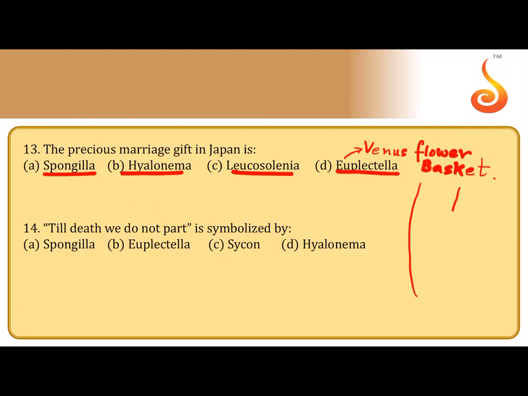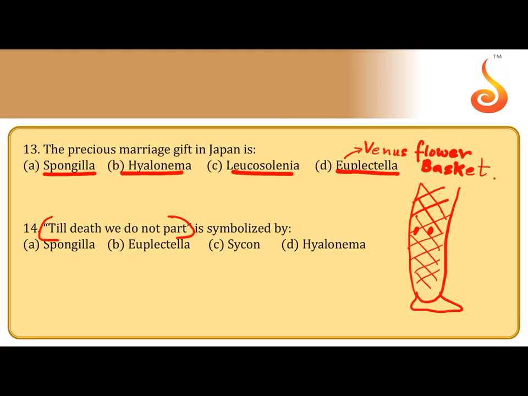Because it is said that in this basket like structure, so basically it is made up of spongin fibers and spicules, so it has a very intricate structure. Okay, and now this Euplectella or the Venus flower basket, two shrimps are known to get trapped inside when they are still young. They move in through this intricate network, they get trapped inside the spongocele of this particular sponge, and for the rest of their lives they are trapped over there. The male and the female, they reproduce there and they die also there only. So it is as if it's a symbol of till death do us apart, and therefore it is given as a wedding gift in Japan.